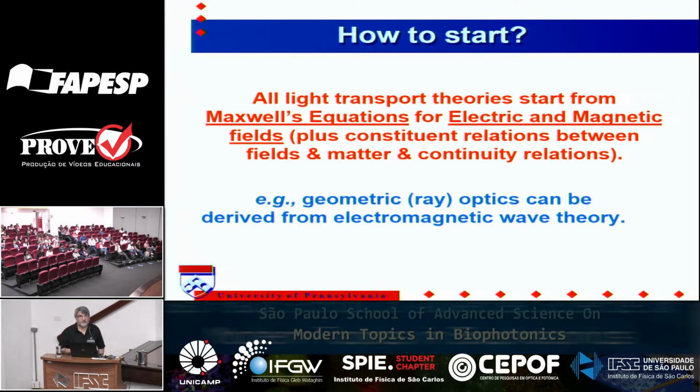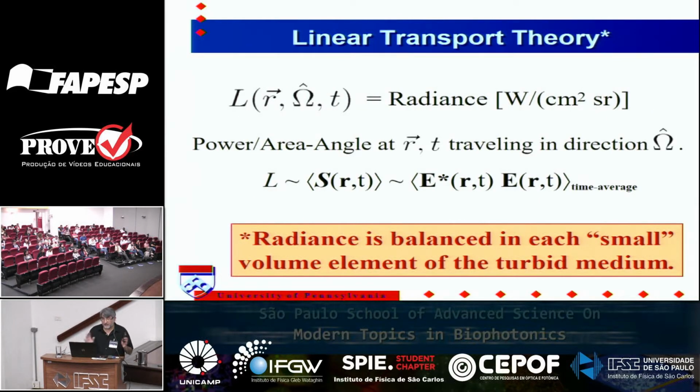The first thing is, all of these theories had better be able to be started from Maxwell's equations for electric and magnetic fields. I'm not going to be deriving that, but for example, even geometric optics, with ray optics, is a theory that can be derived rigorously from electromagnetic wave theory. The same is true for transport theory, but like I said, I won't. It's non-trivial to do the derivation, but you can see that it's already using a lot more ingredients than, say, ray optics in its picture.